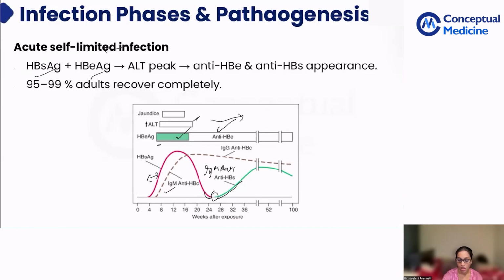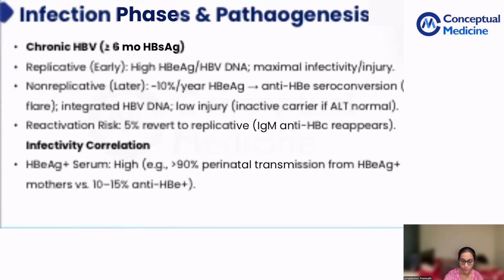Jaundice also disappears. But what remains throughout? It's your IgG anti-HBc. So IgM has become IgG. So this is the proof that you earlier had a hepatitis B infection.